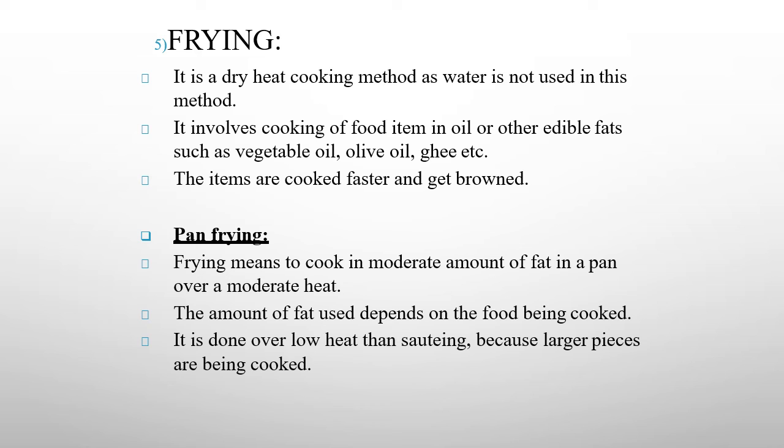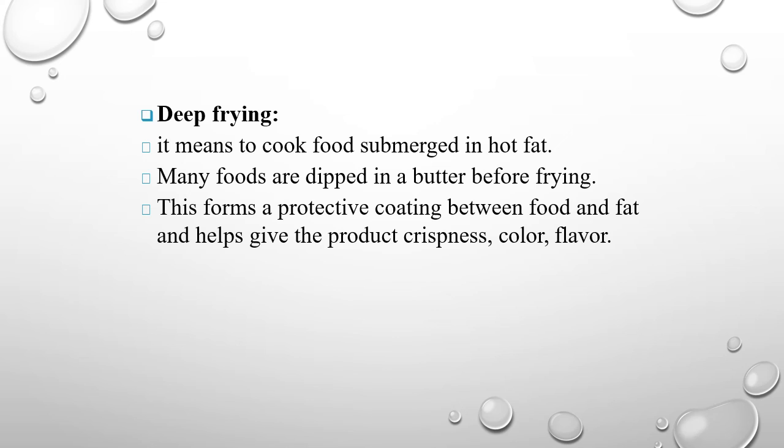And pan frying means to cook in a moderate amount of fat in a pan over moderate heat. The amount of fat used depends on the food being cooked. It is done over lower heat than sautéing because larger pieces are being cooked. And deep frying means to cook food submerged in hot fat. Many foods are dipped in batter before frying. This forms a protective coating between food and fat and helps give the product crispiness, color, and flavor. Examples of deep fried products are KFC chicken and fried potatoes.